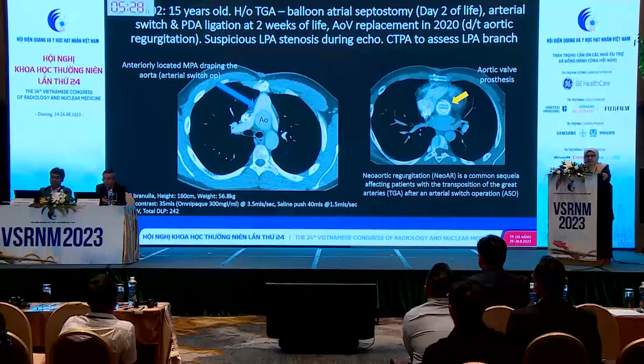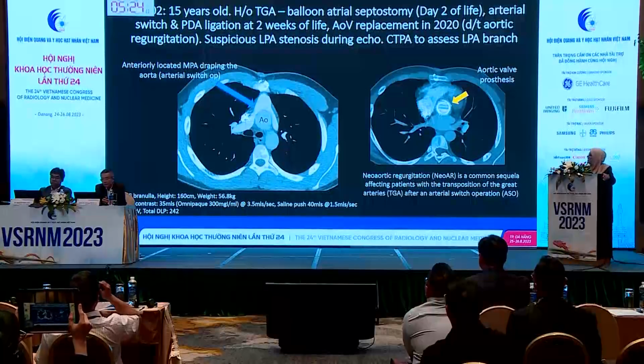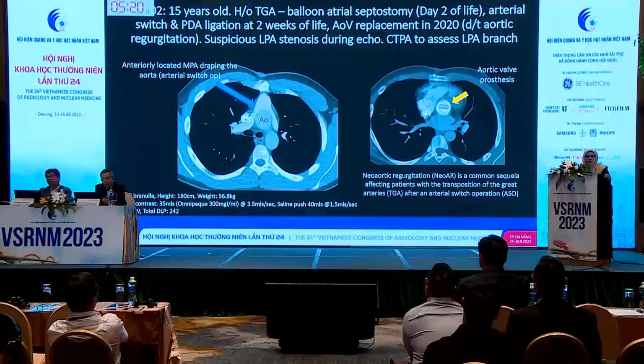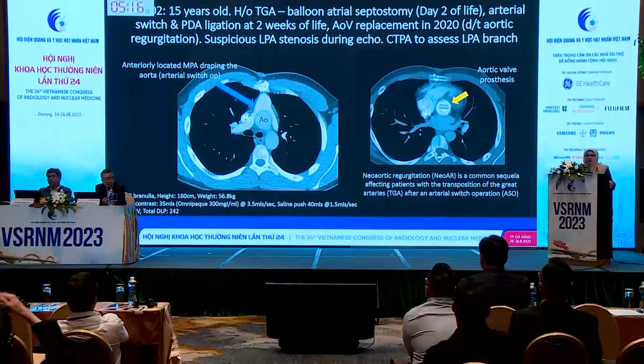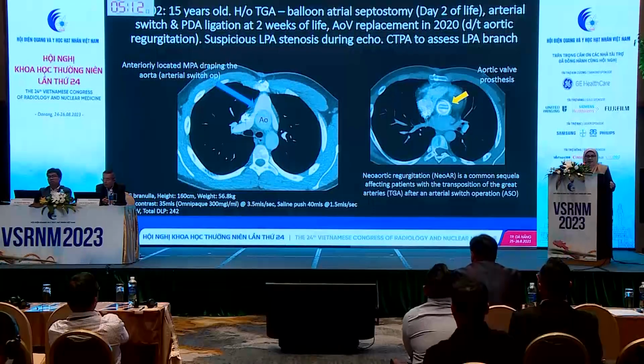This is the second case, 15 years old, with a history of transposition of the great arteries. The patient had balloon atrial septostomy at day 2 of life with arterial switch, PDA ligation at 2 weeks of life, with aortic valve replacement in 2020 due to aortic regurgitation. And there's also a question of suspected LPA stenosis on echo. So the CT was requested to assess the LPA branch.